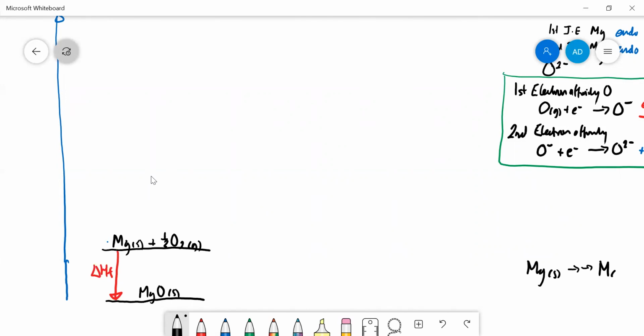So we need to go from magnesium solid eventually into magnesium 2+ gas at the top, don't we? So the first thing we do is atomize the magnesium. So here we have Mg gas plus a half O2. We've done nothing to the oxygen. That's delta H at. Then we are going to have to do the first ionization energy of magnesium. So we're going to turn it into an Mg+ ion, 1+ ion, sorry, gas. Nothing's happened to the oxygen.